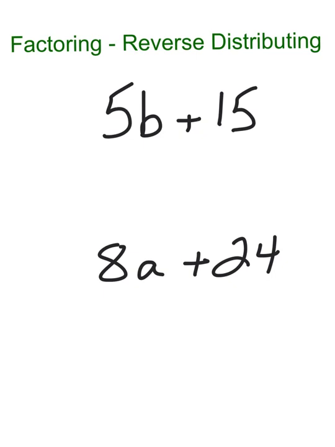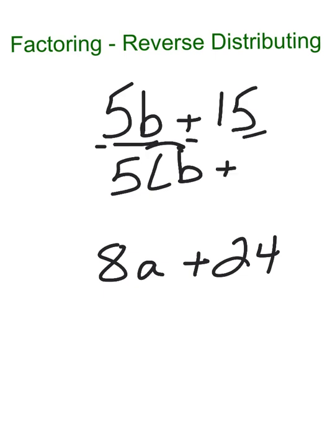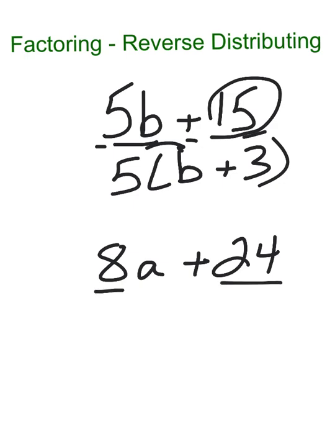These two are pretty simple. Just ask yourself, what goes into both 5 and 15? Well, 5 does. So I can pull a 5 out of there. So 5 times b is 5b, so that works. There's an addition sign, and then I have to say 5 times what is going to be 15, and I know that's 3. So I get 5 times the quantity b plus 3. For this one, I have to look at 8 and 24. I find out what goes into both, and 8 goes into both. So I put 8 on the outside. I can pull that 8 out, a plus, because that's going to be 8a, plus 3. So it's 8 times the quantity a plus 3.